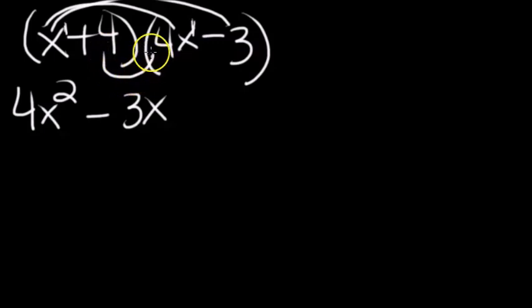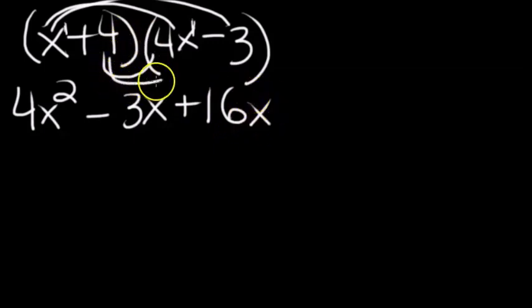Next is x times negative 3, which gives you negative 3x. Then we do the inner, which is 4 times 4x, which gives you 16x. Then we have 4 times negative 3, which gives you negative 12.